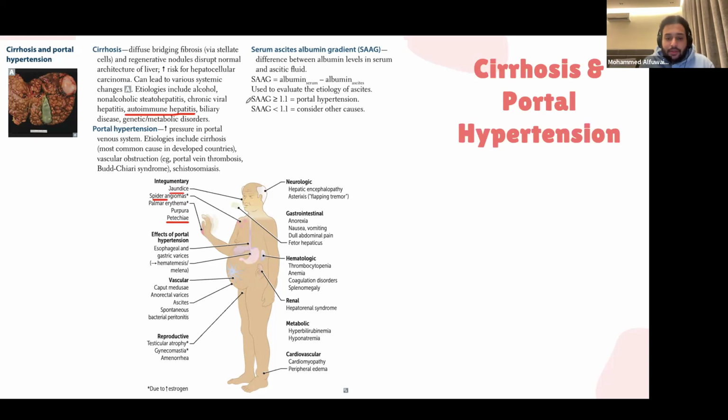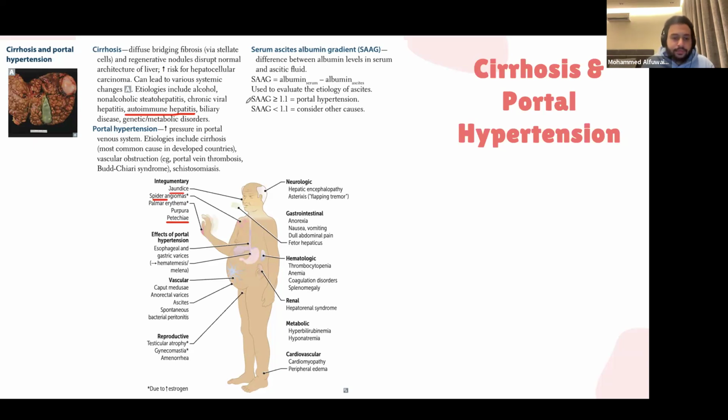Now let's talk about treatment for each of these important manifestations of cirrhosis and portal hypertension. Firstly, for portal hypertension, what drug do you give? Beta blocker, good. Which beta blocker? Most important one to know. Non-selective, which is usually propranolol.